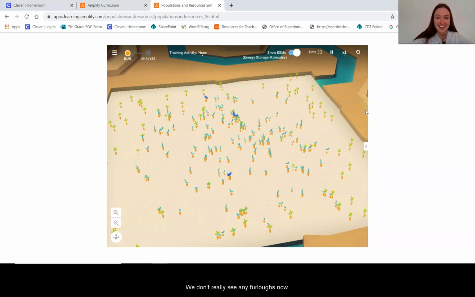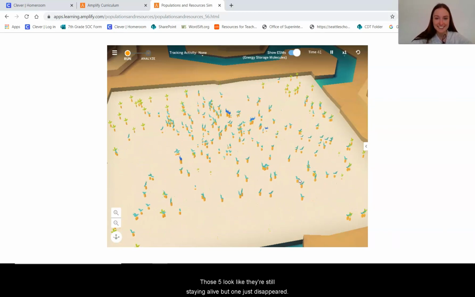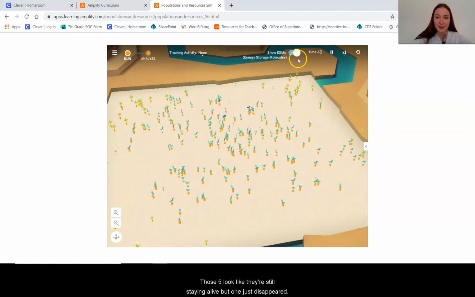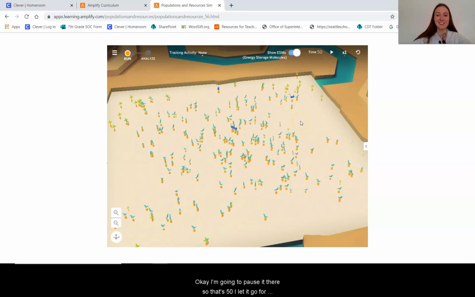Wow, we don't really see any furballs now. Those 5 look like they're still staying alive, but oh, one just disappeared. Okay, I'm gonna pause there. So that's 50. I let it go for 25 time frames again.